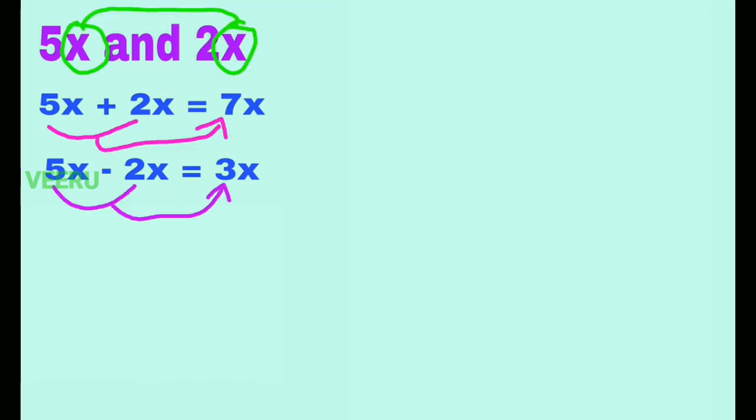If you take 5x and 2x, these two are like terms. We know that like terms can be added or subtracted. So if we add these two, we get 7x. If we subtract 2x from 5x, we get 3x. Remember that these are like terms, so we are adding and subtracting.